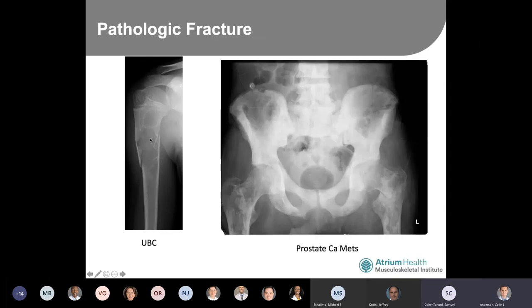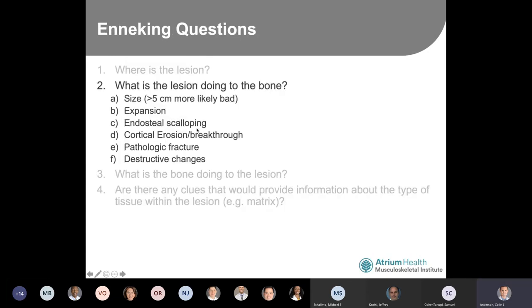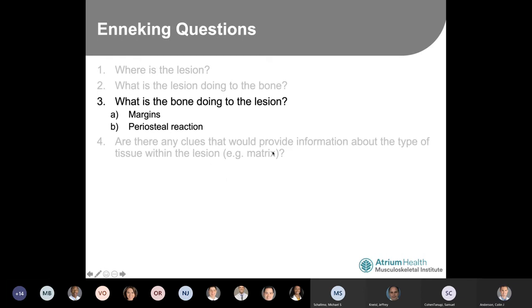Pathologic fracture in the pediatric population can be associated with benign lesions such as a UBC or possibly fibrous dysplasia. In the adult population, it's a lot less likely to be something benign, oftentimes associated with metastasis or primary malignancy. So now, what is the lesion? What is the bone doing to the lesion?